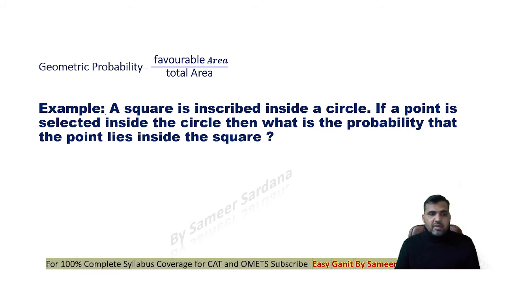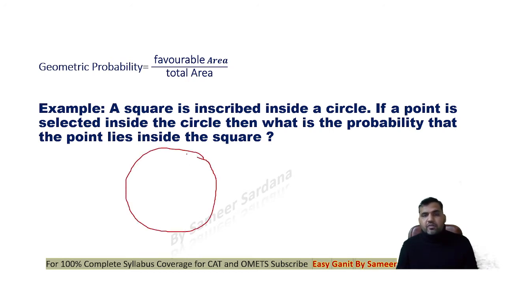For example, in this question, it says a square is inscribed in a circle. If a point is selected inside the circle, then what is the probability that the point lies inside the square? So guys, we have a circle. We do not know the radius of this. And there is a square inside the circle that you have made. Any random point that you are picking from the circle should lie inside the square.